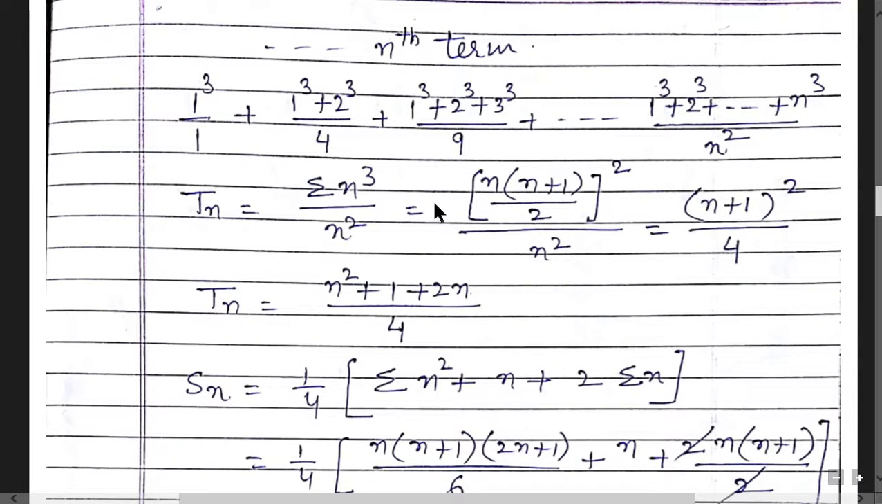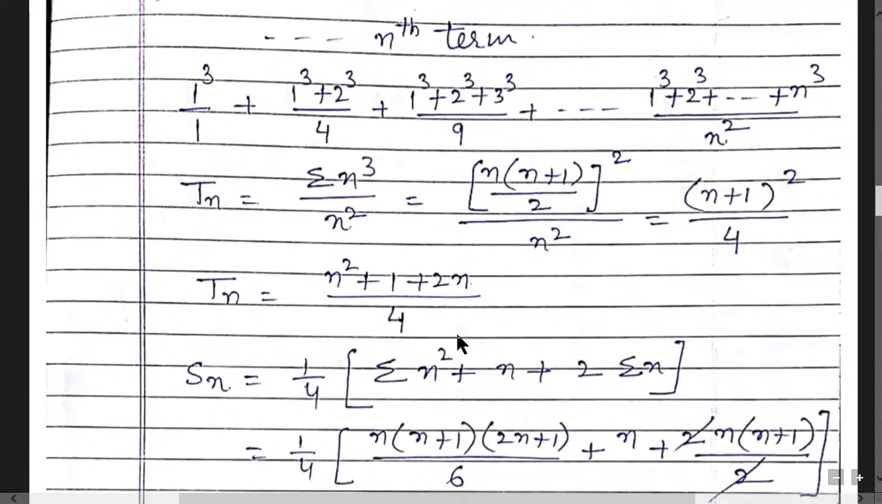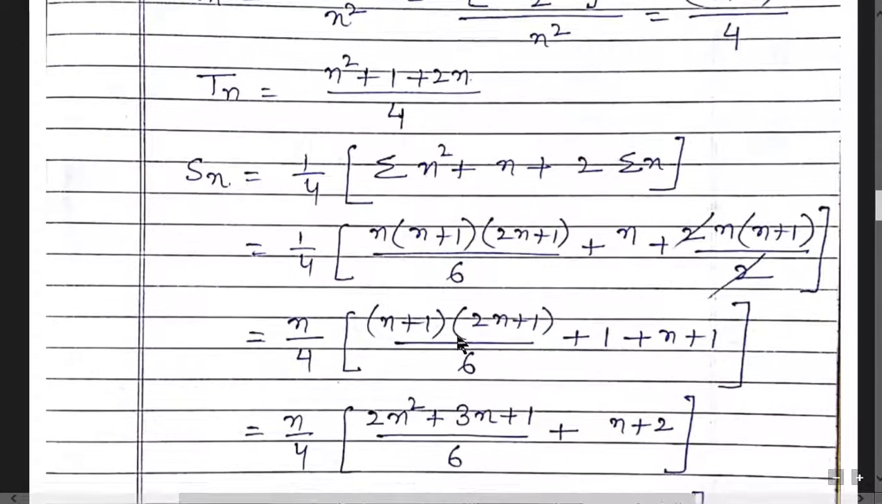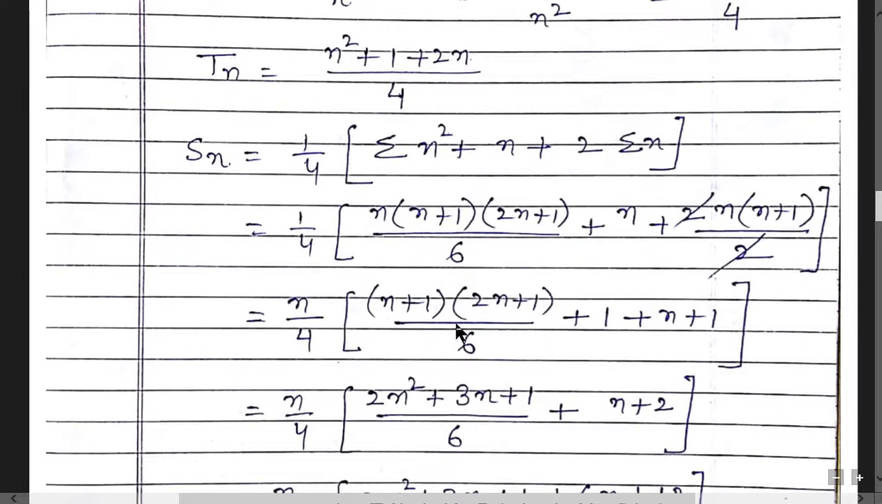Insert the formula of sigma n cube, n into n plus 1 over 2 whole square. It's n plus 1 whole square divided by 4 because n square can be cancelled. Now open the square bracket. It's n square plus 1 plus 2n divided by 4. If you have to find the sum, then you can insert sigma here. Sigma n square. What about 1? It's n. 2 into sigma n.